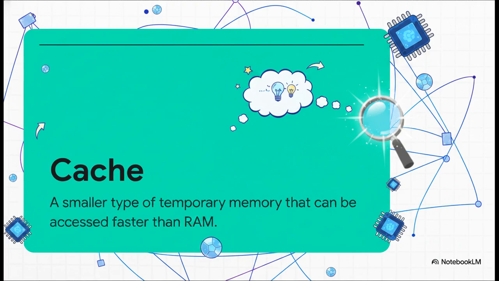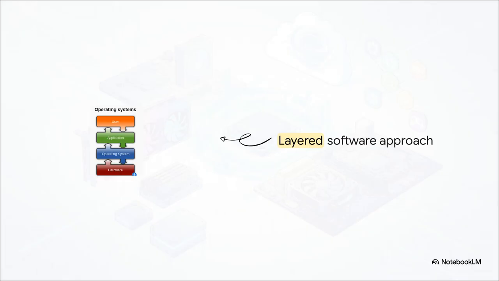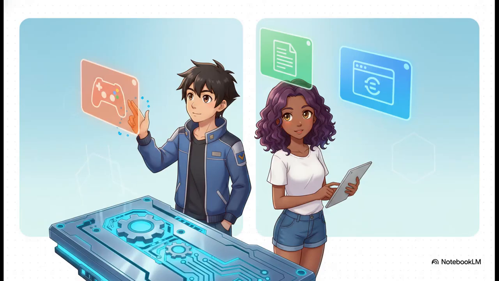All right, Section 5, System versus Application Software, Layering the Machine. Think of modern computing like a perfectly layered stack. At the very bottom, you have the cold, physical hardware. But you, the user sitting at the top, you don't interact with the hardware directly. The operating system sits right in the middle. It acts as this vital middleman, constantly coordinating the complex interactions between the physical chips, your specific application software, and your actual inputs. The distinction between these software layers is absolutely vital.